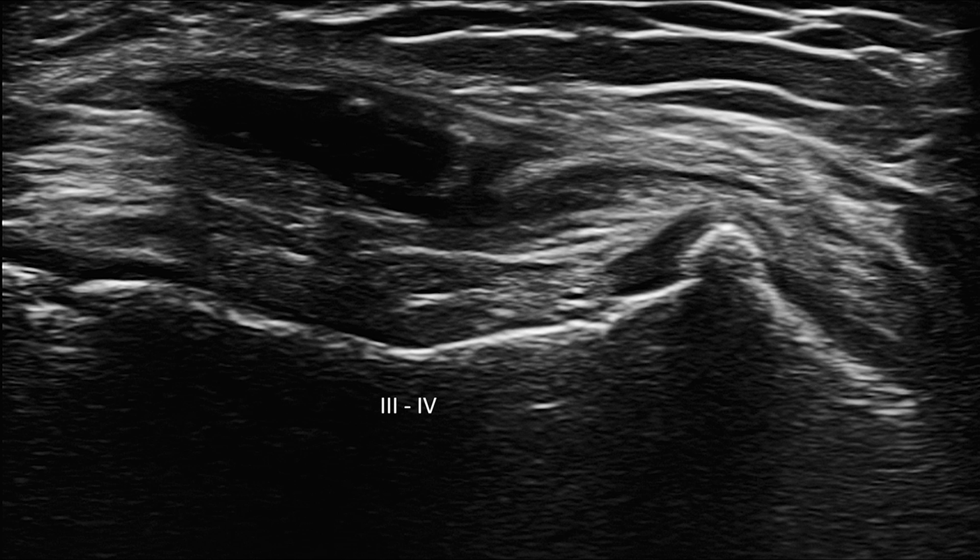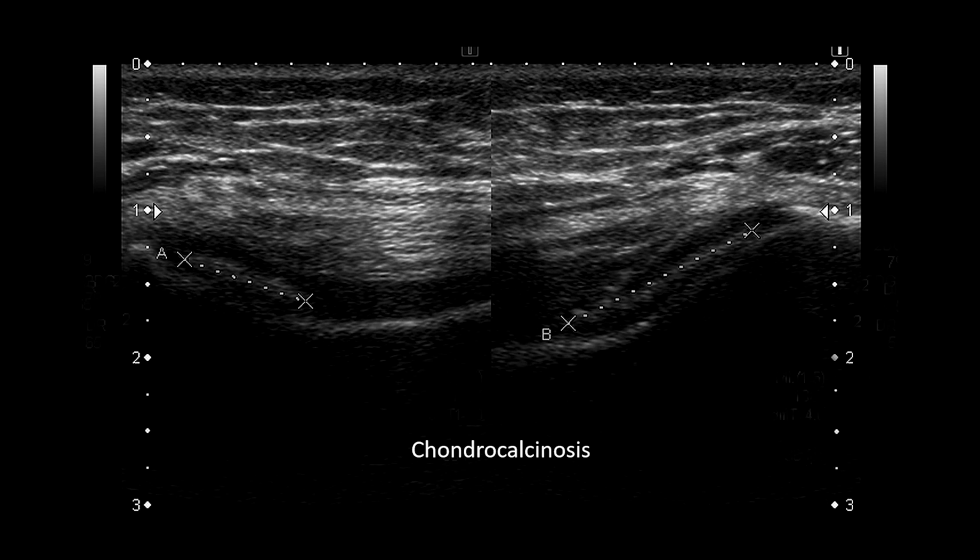A prominent osteophyte is visible at the femoral margin. This represents advanced osteoarthritis of the knee joint. In this image, hyperechoic foci are visible within the articular cartilage. These intracartilaginous calcifications represent chondrocalcinosis. Bright echogenic deposits are seen within the cartilage layer of the patellofemoral joint surface.